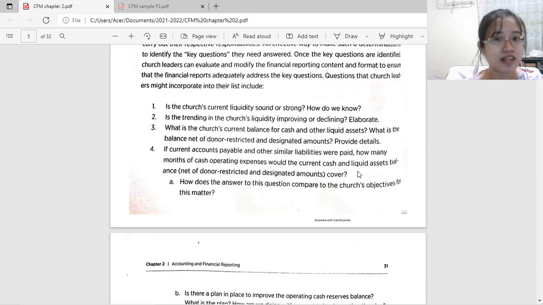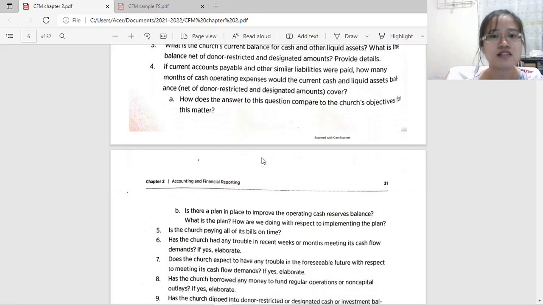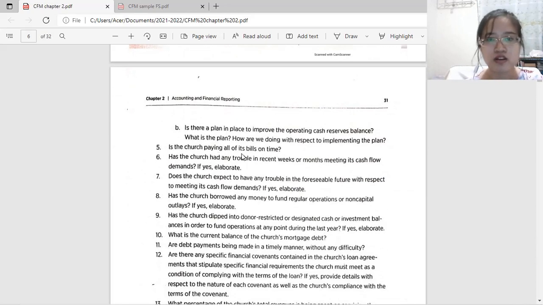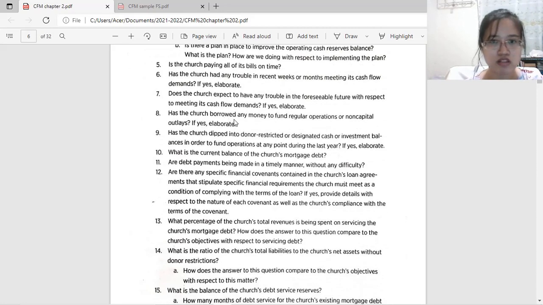Okay. So sometimes you have to ask questions regarding a certain item. Is there a breakdown for this item? Are there differences? So things like that. Okay, and then next you have issues about payables. Are they paid on time? How much cash is used for the operating expenses? So things like that. Is the church paying all of its bills on time? Does it have any trouble in recent weeks meeting its cash flow demands? Okay, so most of these are regarding liquidity or financial condition.